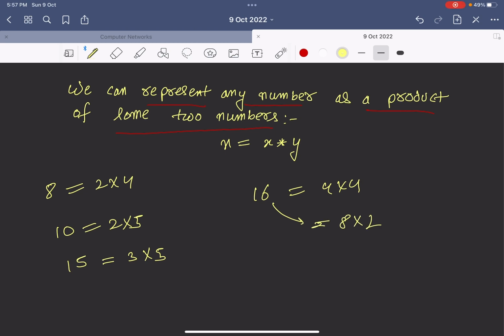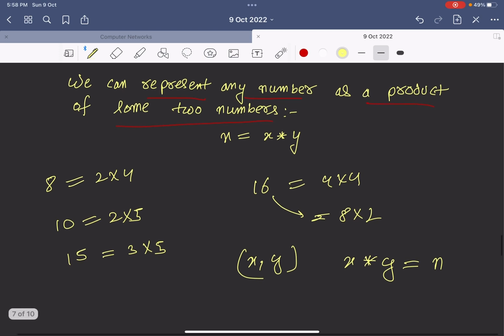So there is at least one pair for every number n. For every number n, I can say that there is a pair x comma y such that x times y is equal to n. I can find at least one pair of x comma y. When I multiply those two numbers, that becomes equal to my n.